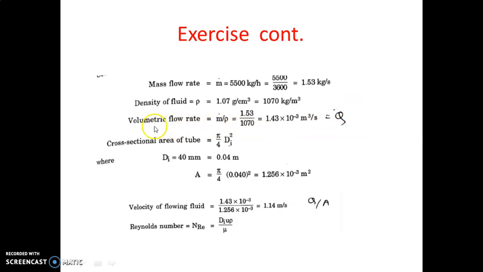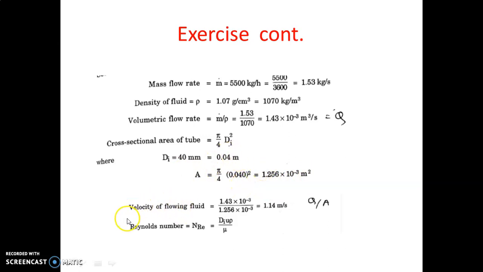Note that volumetric flow rate and mass flow rate, these two things are different. Then for calculation of velocity, we have to calculate the area. So area is pi by 4 di square. So this is the cross sectional area. The diameter is given as 40 millimeters. You have to convert that into meters, 0.04, and multiply by pi by 4. So do this calculation in calculator. We obtain 1.256 into 10 to the power minus 3 meter square area.